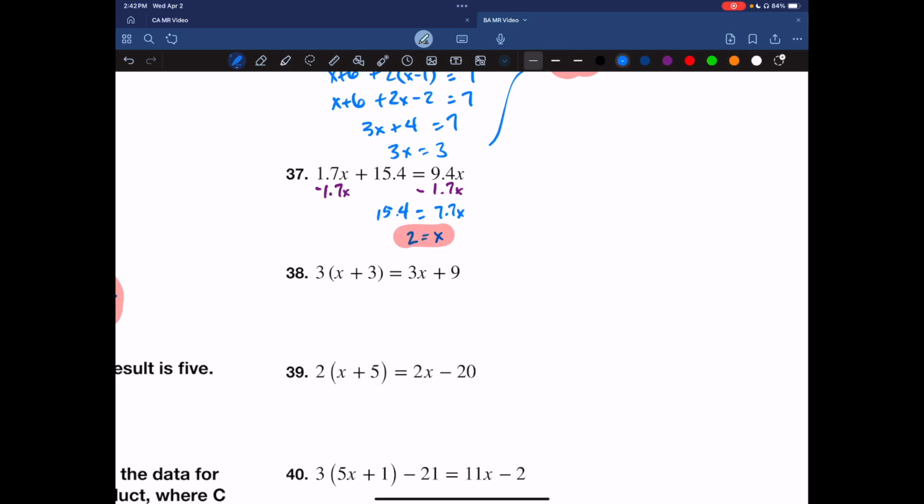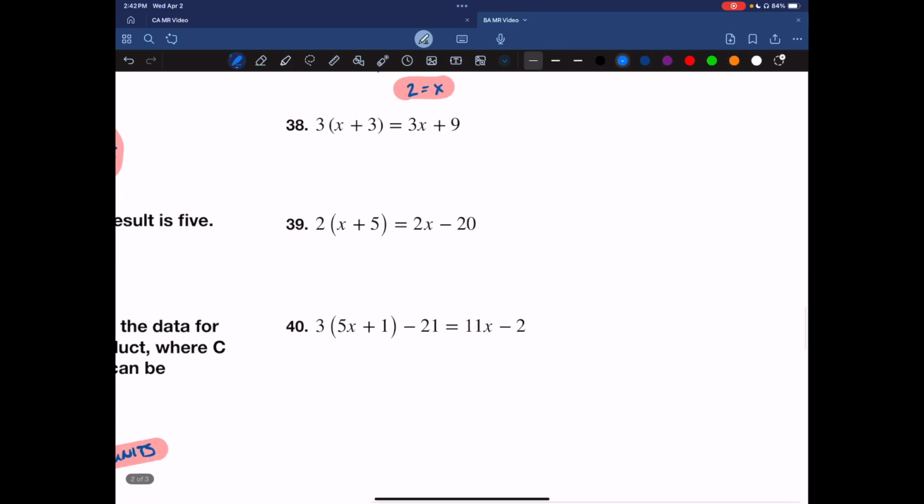Number 38. You're going to work both sides, so you've got 3x plus 9 equals 3x plus 9. Now, if both sides are the same, then when I start to move stuff, everything's going to start to fall out. I don't have to move much. Let me move the 3x, so let me say minus 3x, minus 3x. You're going to find that both of those are going to fall out, which means I'm left with 9 equals 9. And then when you're left with this, you have to ask yourself, is this true? Does 9 equal 9? In this case, yes, it does.